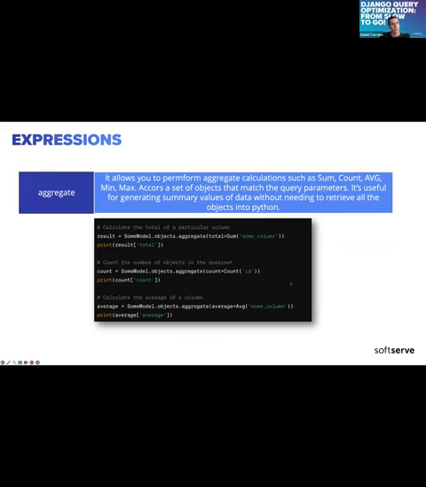In the background, it will be like the representation of SELECT SUM(some column) FROM some model. So we are manipulating the SQL that is working in the background, and as a result, we will have only the column that we defined. So we don't need to save in memory all the rows that we have for some model. Then we have the count, the number of objects in our query set.